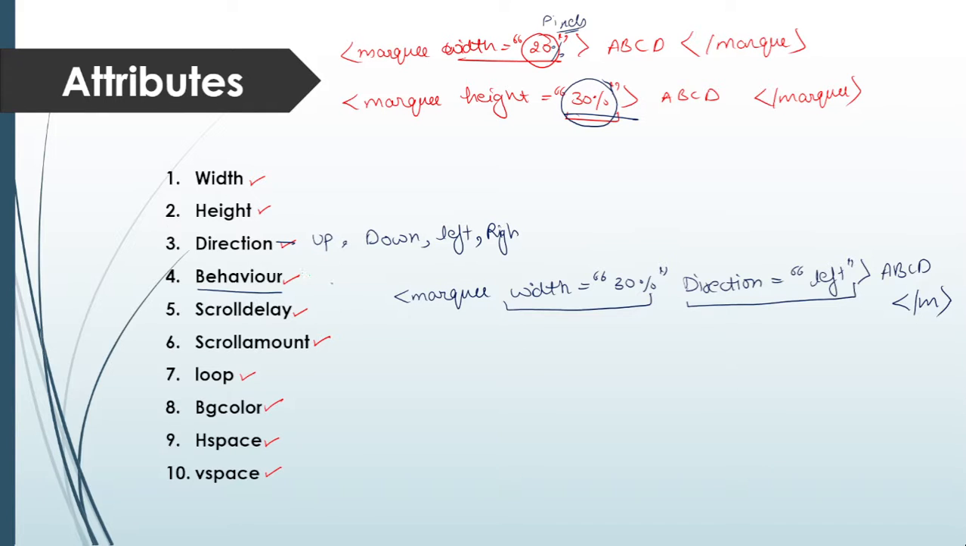For example, in case of behavior: scroll, slide and alternate. We will discuss everything practically. Next is scroll delay. This specifies how long to delay between each jump. This will have a value like 10, 20, 30 etc.